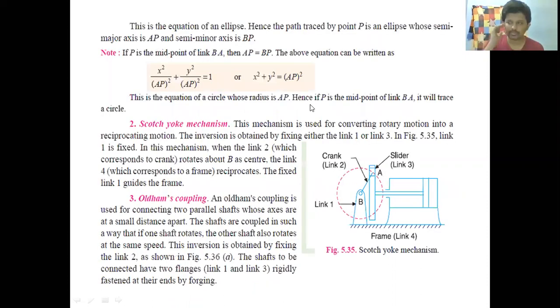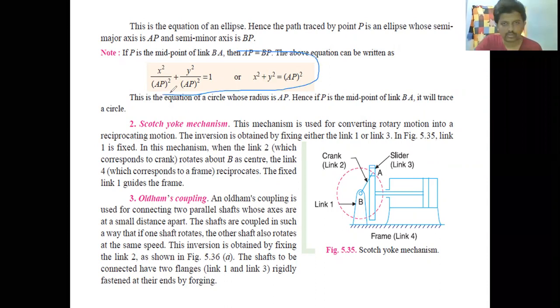So the elliptical trammel is something with which we can trace the path of an ellipse, which has a major axis and a minor axis, one being the major axis and the other being the minor axis. If both are the same, we'll have this equation. That means if both are the same, we have x square plus y square is equal to AP square. Okay, that is what our elliptical trammel is.